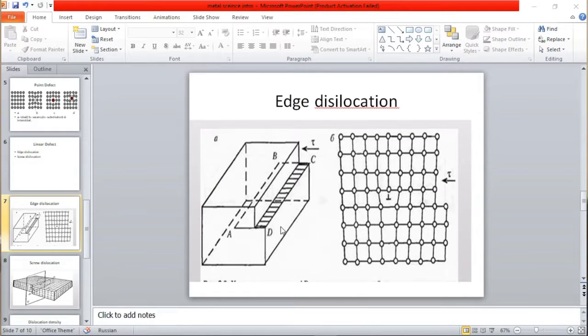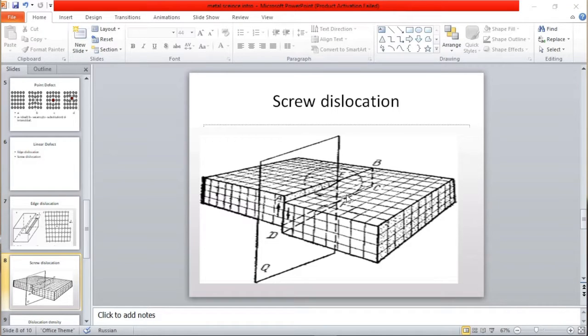So here is what we call edge dislocation, as you're seeing it on the screen. As you see, this layer has just moved. This one moves to this, and this one moves to this. So this is what we call edge dislocation. And we have what we call screw dislocation. Screw dislocation happens when we have a rotational movement, and the layers rotate.